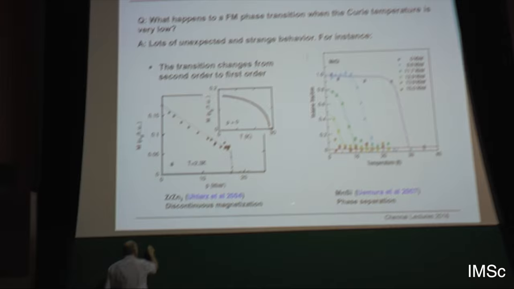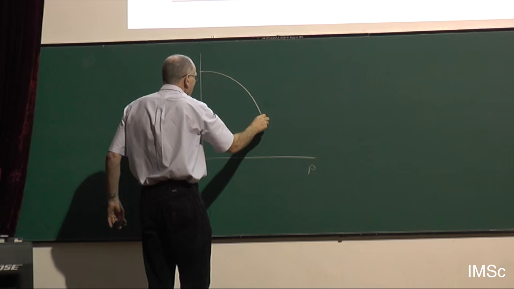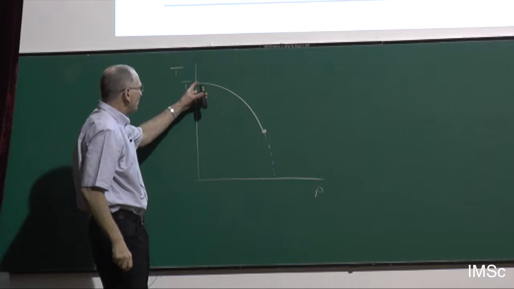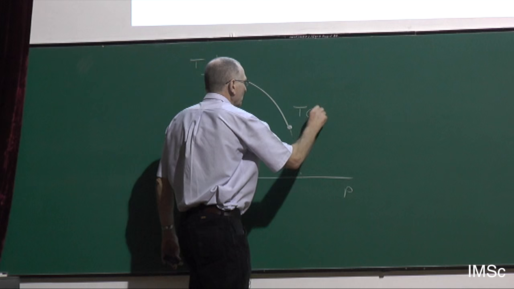Here is the ambient pressure TC. It goes down, and then what happens is at some point the transition becomes first order, and here is this point in between the line of second order transitions and the line of first order transitions. So that's what we call a tricritical point, and I'll discuss that in some more detail.